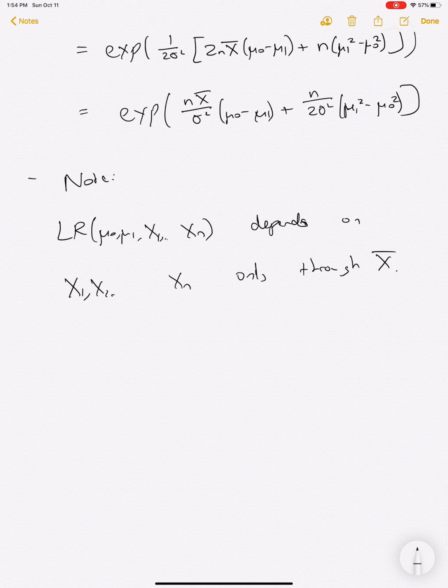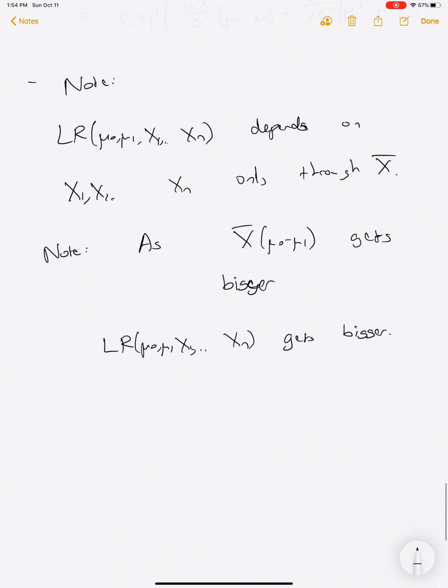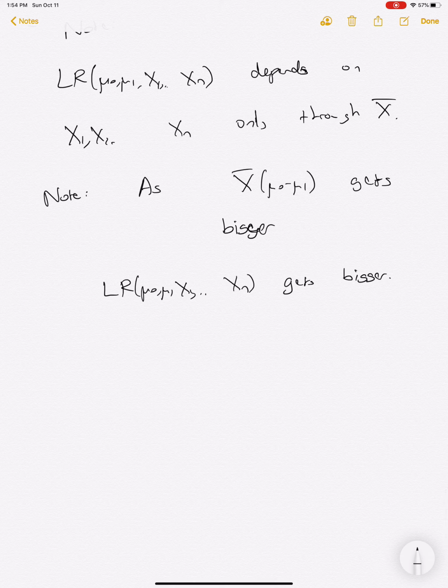The one thing to note here is that as x bar times mu0 minus mu1 gets bigger, the likelihood ratio gets bigger. And this kind of makes sense if we think about it, because remember that the likelihood ratio is really looking at the question of how likely you are to observe the data given a particular hypothesis.